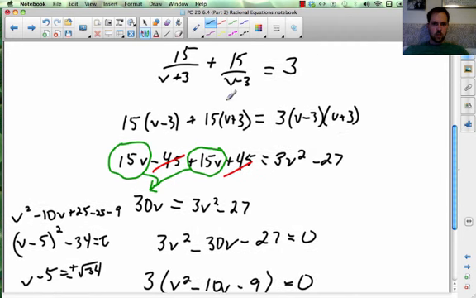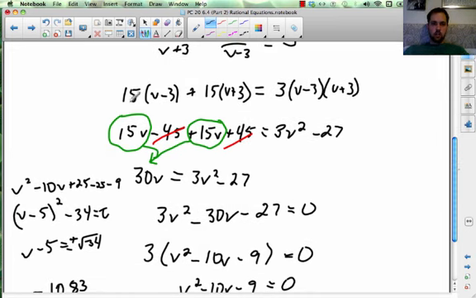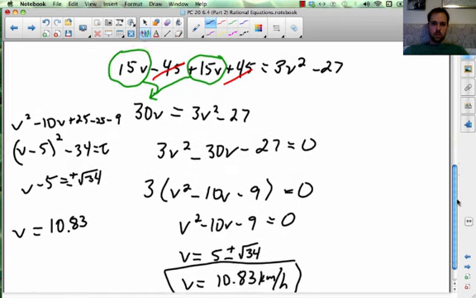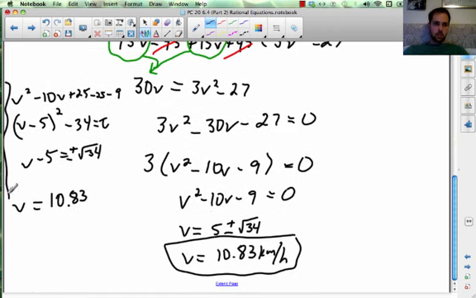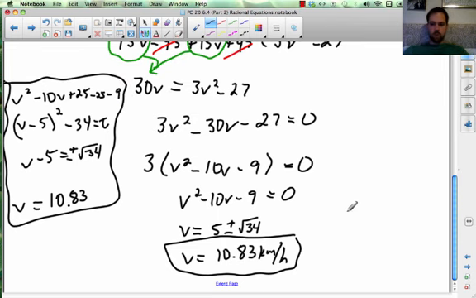So between this step and this step, I've multiplied all three terms by both denominators. So the v plus 3 cancels in this one, but leaves this. And the v minus 3 cancels in this one, but leaves that. Nothing cancels in this one, so everything's left. And then distribute everything in. Okay, so 15 times those. And then FOIL this, and distribute the 3 in. And then solve, and I solved by completing the square here.